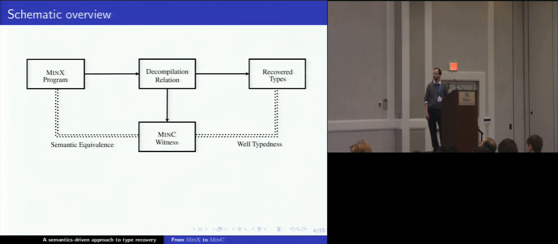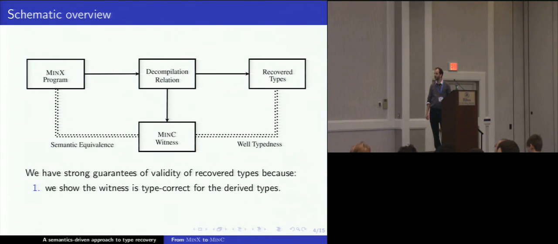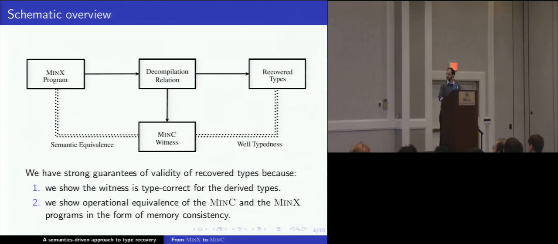To look at a schematic overview of our work, we have two programming languages, which we call MinX, a minimal x86-like language, and MinC, a minimal C-like language. And we have this relation, which relates the recovered types and the MinC witness program to the MinX program. What we're aiming for here, and what we provide, is strong guarantees about the validity of the recovered types. Because we show that the witness is type correct for these derived types. And we show that we have operational equivalence of the MinC and MinX programs in terms of memory consistency.